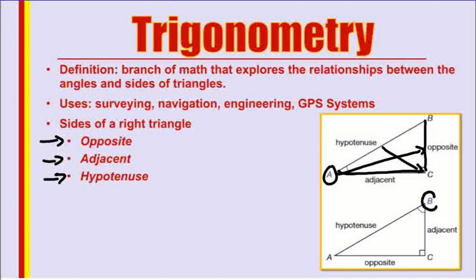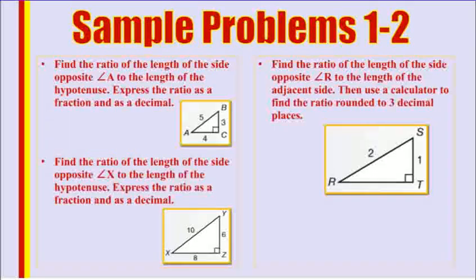If you were doing angle B, opposite angle B is going to be the base of that triangle. Okay, so opposite does not touch the angle. Adjacent touches the angle, and that's not the hypotenuse. So it's very important that you understand which one is the opposite and which one is the adjacent. So let's take a look at an example.